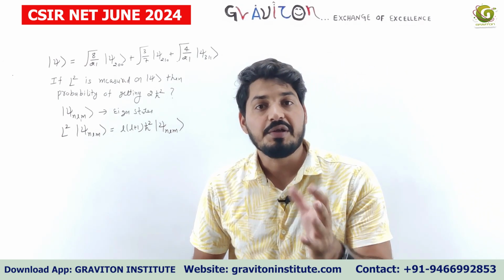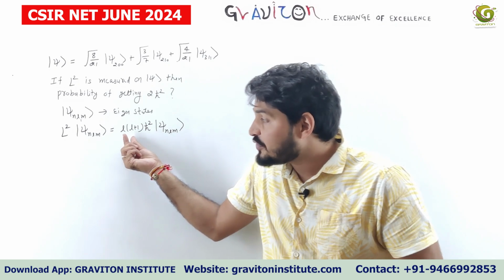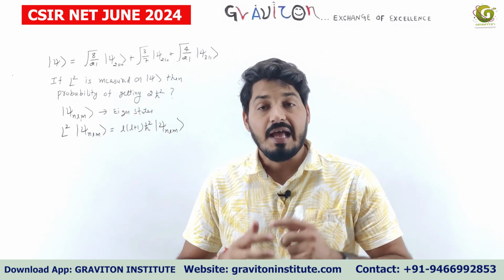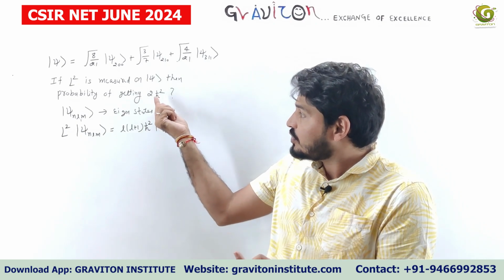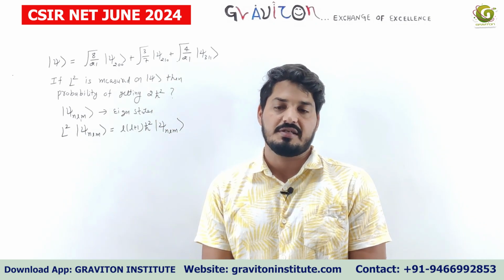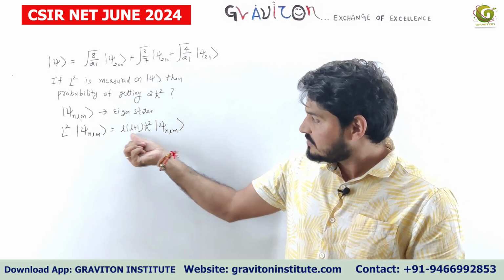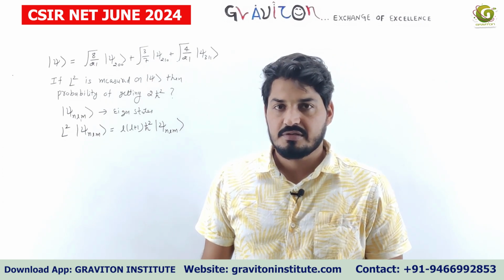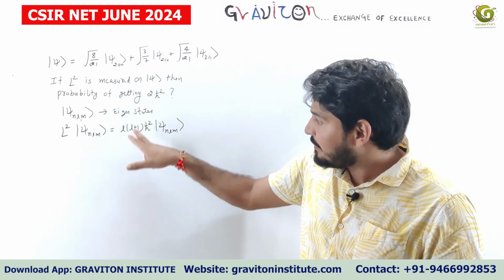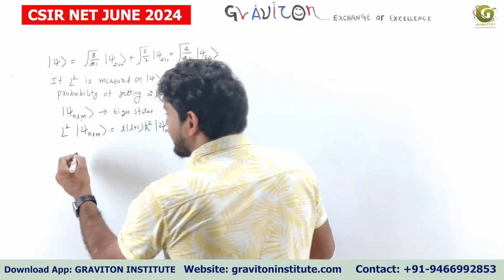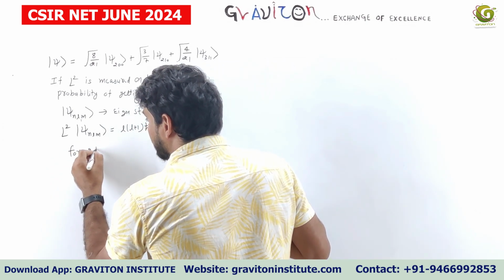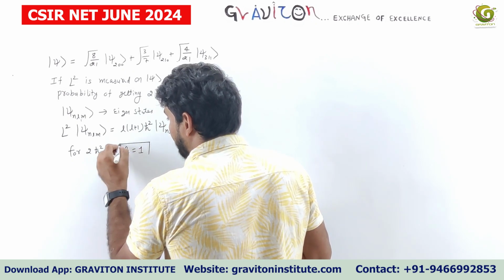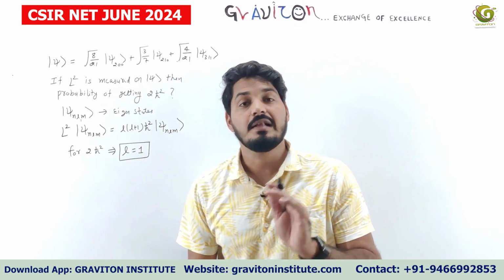Now what you have to think here is for which value of l you will get this 2ħ square as an eigenvalue. Think carefully about what value of l I should put here so that I get 2ħ square. So from here I can compare these two things, then I can say that for 2ħ square this l should be 1. Agree? l should be 1.